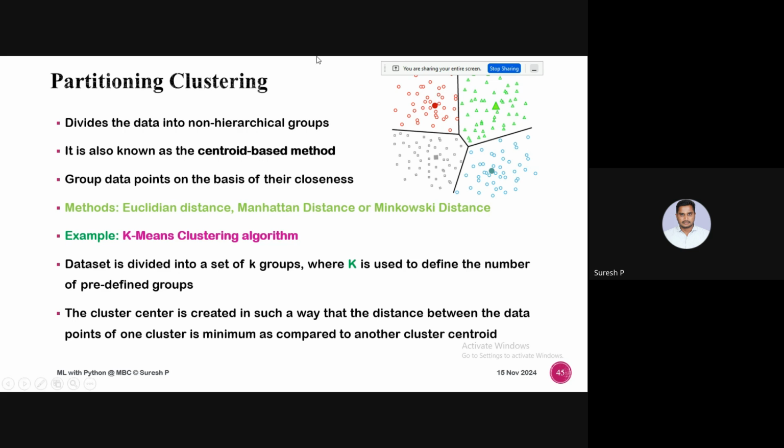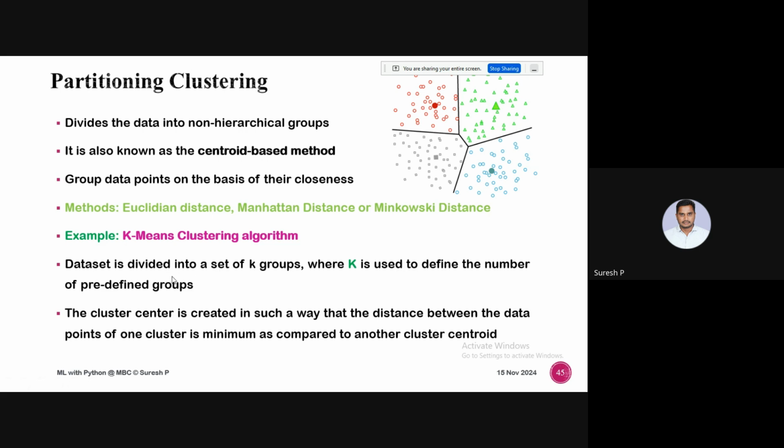So here for calculating the distance, we can mainly use the Euclidean distance or Manhattan distance. So particularly we can use the Euclidean distance algorithm. So here the example algorithm will be the k-means clustering algorithm. In the k-means clustering algorithm, the data set will be divided into a set of k clusters. That is very important. If you give the k value, so if k value is 5, 5 clusters will be there. If k value is 2, 2 clusters will be there. If k value is n, n clusters will be there.